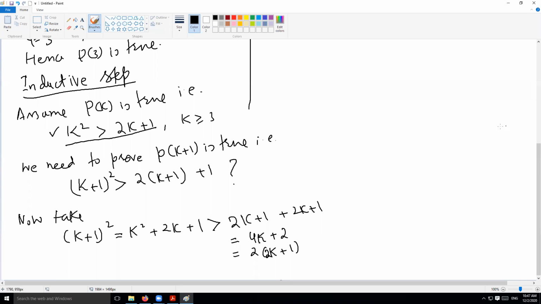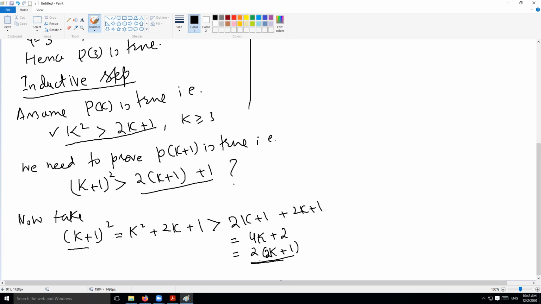We saw previously how to prove inequalities. I know that (k+1)² is bigger than this number from my deduction, but I need to prove that (k+1)² is bigger than this other number. So the question is, can I compare this number with this number? If I can prove that this number is bigger than this number, then (k+1)² by transitivity will be bigger than this number.